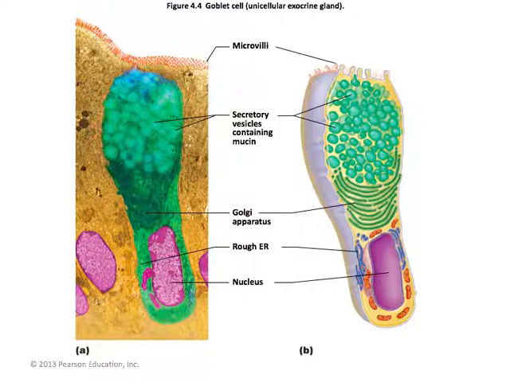All right, here's a closer look at a goblet cell, a secretor of mucus. So sometimes you'll find goblet cells in simple columnar epithelium, and sometimes in pseudostratified columnar epithelium.